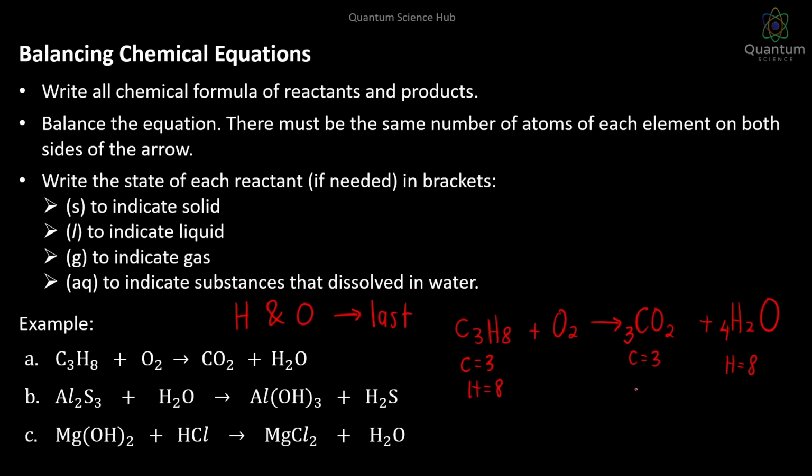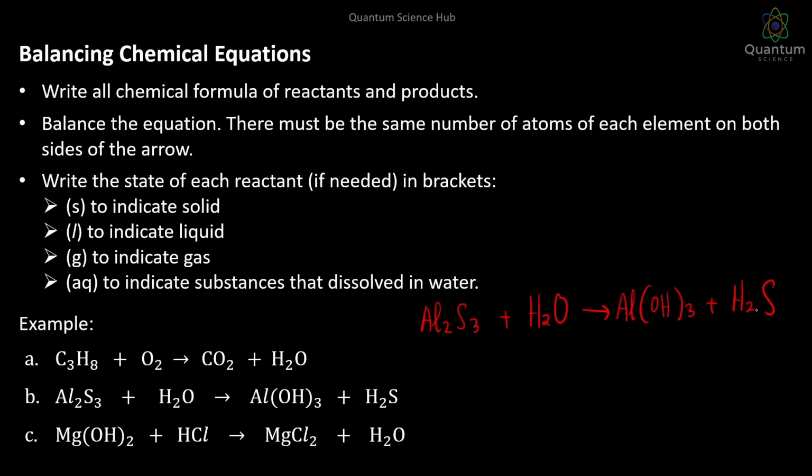Next, oxygen here is 6, while oxygen here is 4. So altogether, the oxygen here is 10. So what is the number that I put in front of oxygen so we can get 10? I will put 5, because 5 times 2 is 10. So at the end, oxygen here is also 10. Okay? So now the balanced equation is 1, 5, 3, 4. Okay?